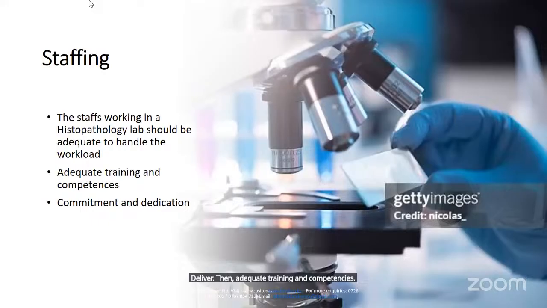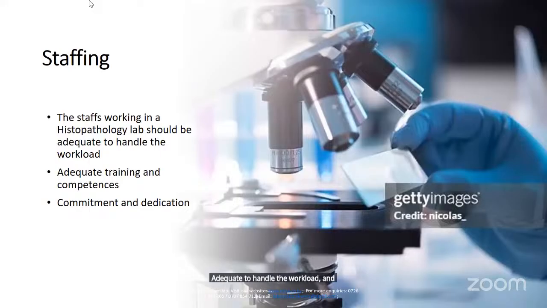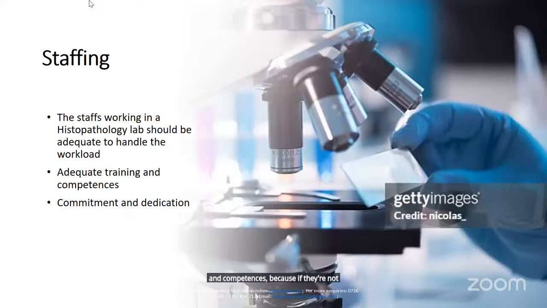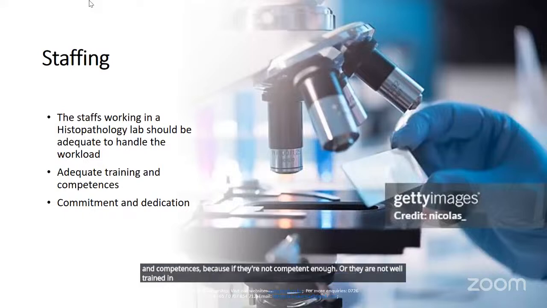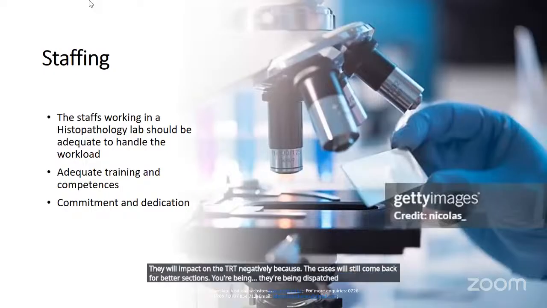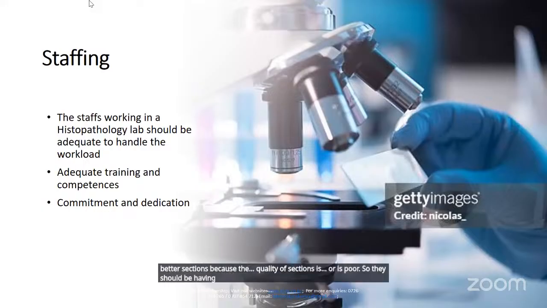The technologists should be adequate to handle the workload, and they should have adequate training and competencies. Because if they're not competent enough, or not well trained in histopathology, they will not be able to produce tissues or sections of good quality. And that will impact the TAT negatively, because the cases will come back for repeat sections. They're dispatched for reporting, and they come back for repeat sections because the quality of sections is poor. So they should have adequate training and be competent enough to handle histology work.